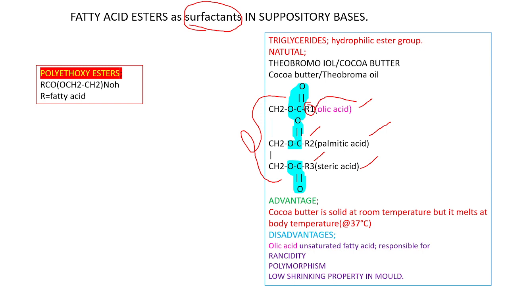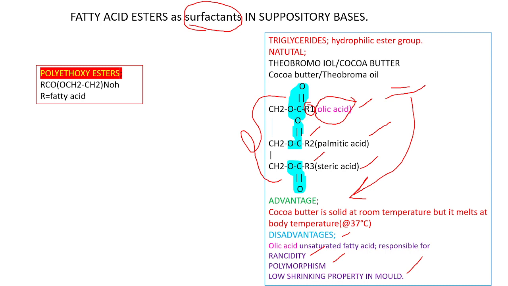See this oleic acid is an unsaturated fatty acid, meaning between the two carbons there is a double bond. Because of this double bond, the cocoa butter shows different kinds of disadvantages. This oleic acid, an unsaturated fatty acid, is responsible for the rancidity of this cocoa butter, and polymorphism is also exhibited, and low shrinking property in the mold. While preparing suppository bases, this shows low shrinking property in the mold.